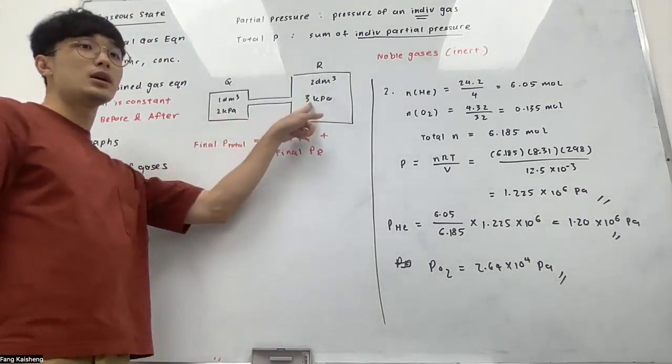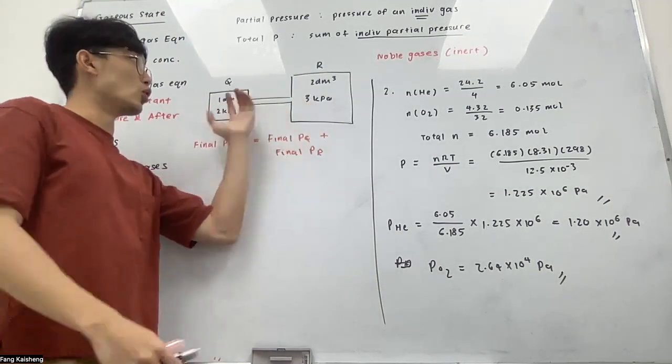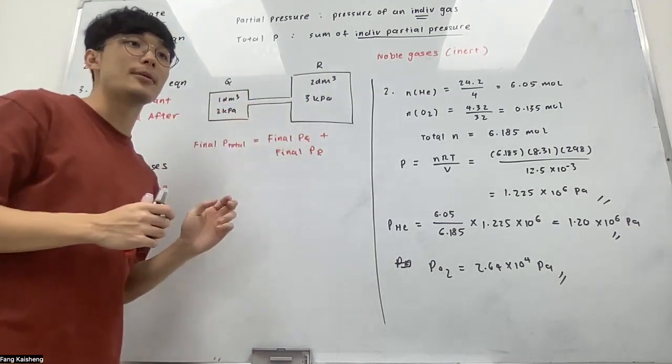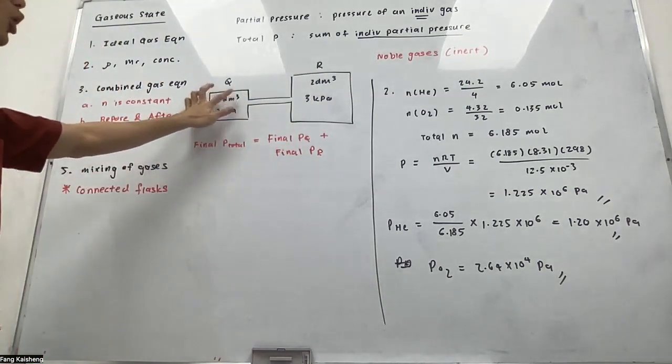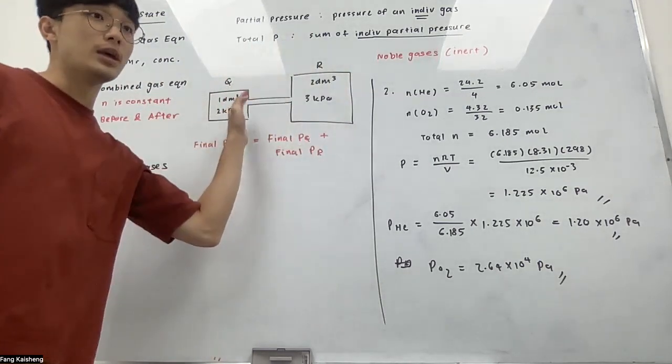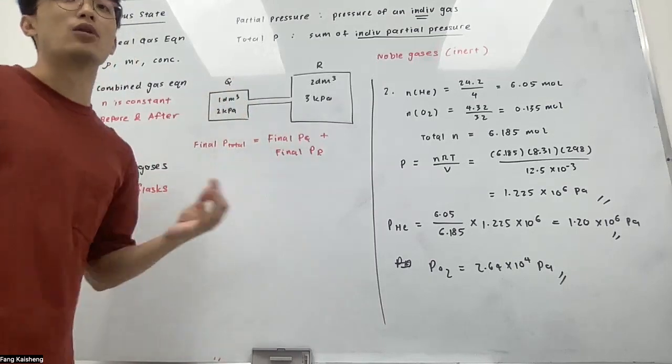Is it 2 plus 3? Yeah, 2 plus 3. Correct, right? You connect them together, just add them together. Can we do that? Why not? Guys, when gas Q occupies a larger volume, the pressure must drop. So it's not going to be 2. You need to calculate the value.